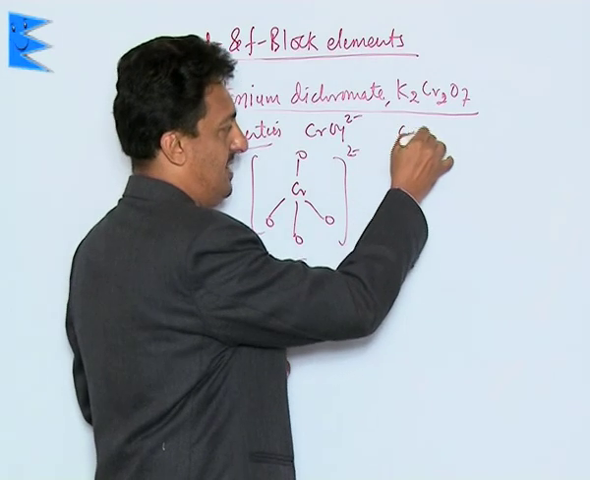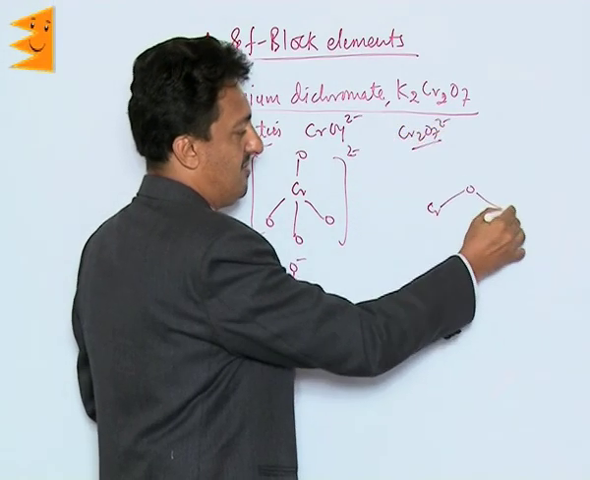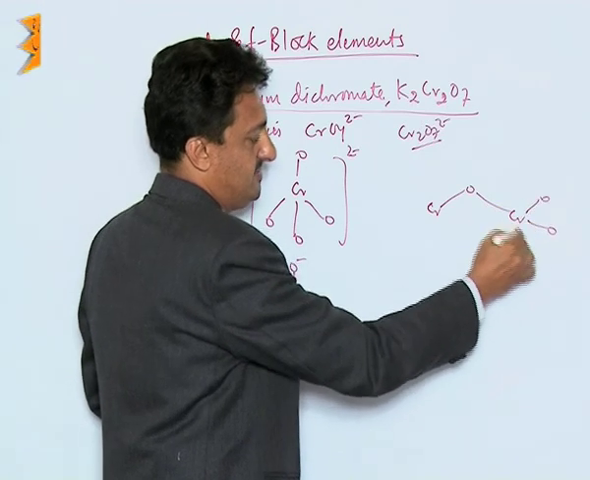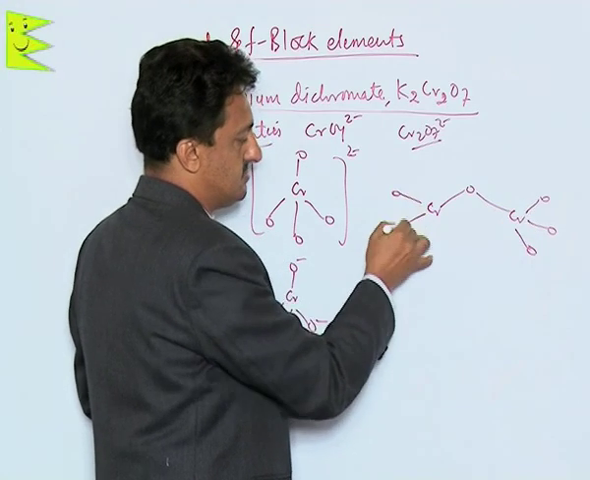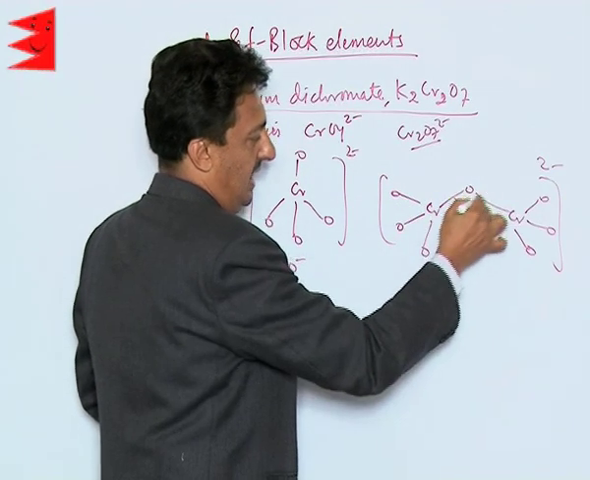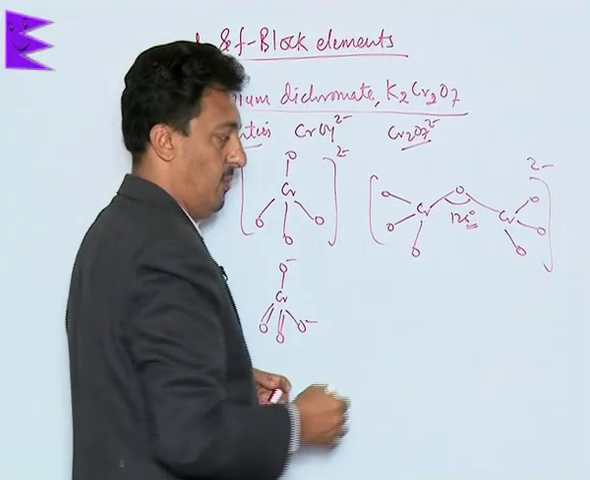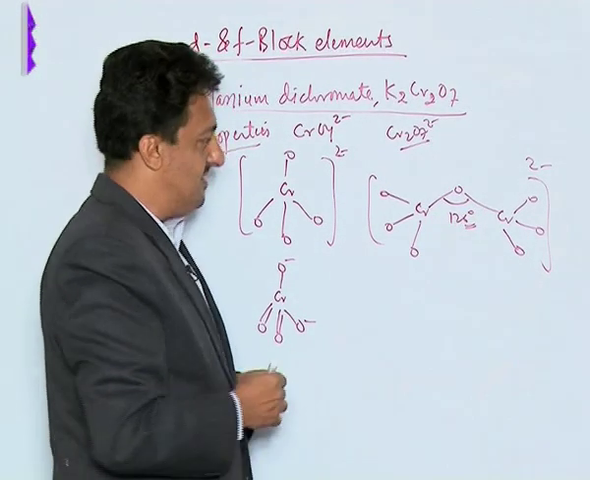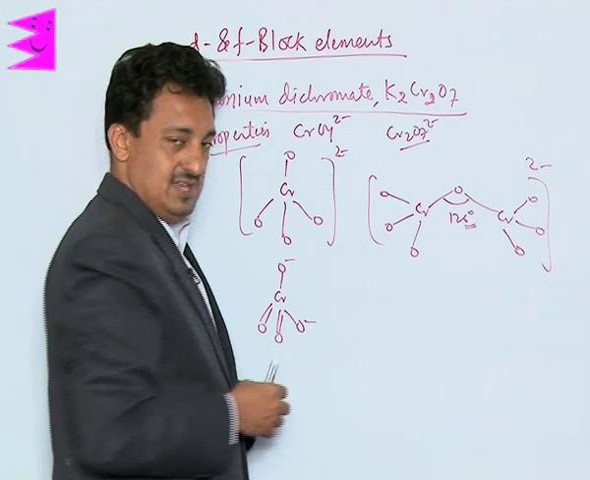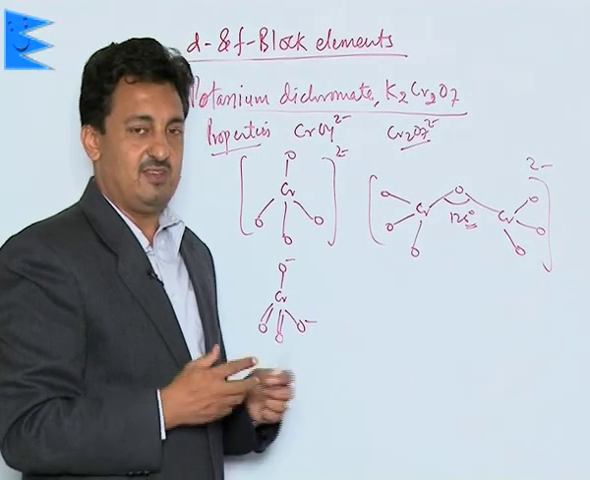Whereas in the dichromate ion Cr2O7 2-, what we find is 2 such units joined to each other like this. So we put it like this, 2-, and the angle where these 2 units are joined to each other is 126 degrees. So these are the structures of the chromate and dichromate ions, in which the chromium in both cases is sp3 tetrahedral in structure.